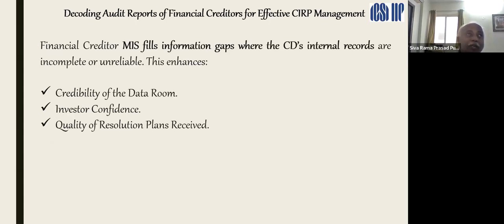Financial criteria. The MIS fills information gaps where the CD's internal records are incomplete or unreliable. This enhances the credibility of the data, investors' confidence, and the quality of the resolution plans. This is nowhere mentioned. Decoding of financial records and financial data is nowhere mentioned. If at all mentioned, the IBC regulation is 300 or 400 pages like that. The professional expertise is to be adopted in the CIRP process.